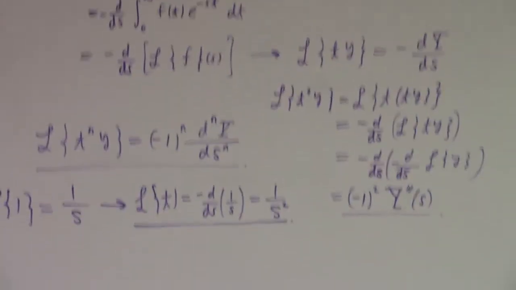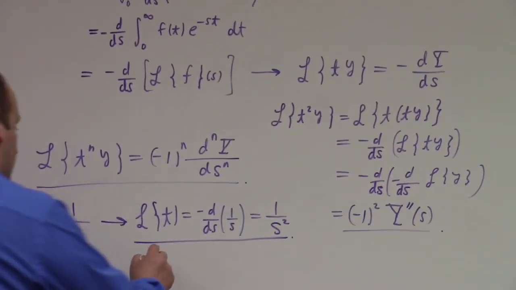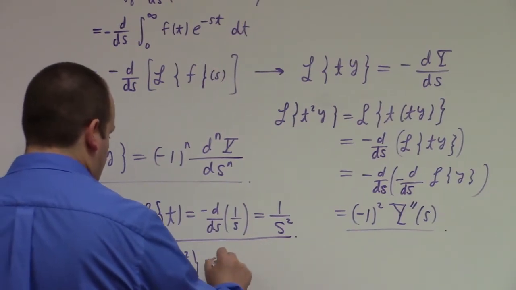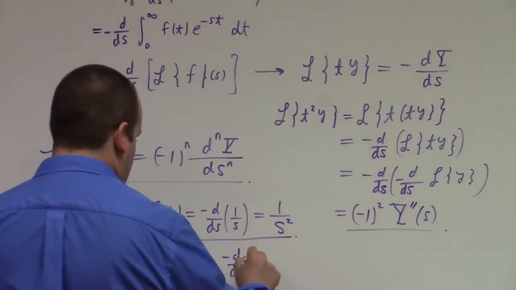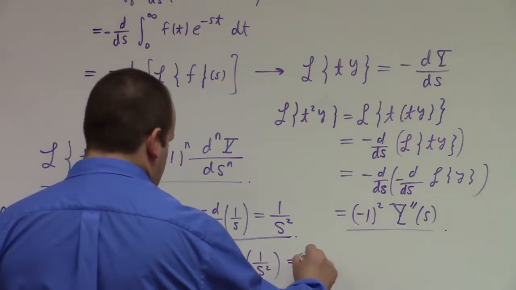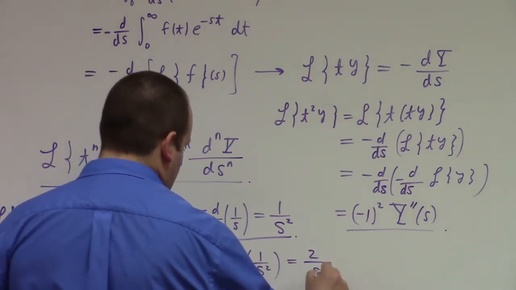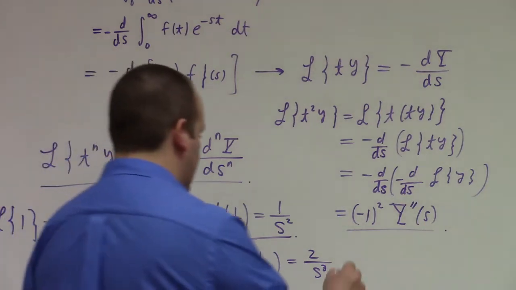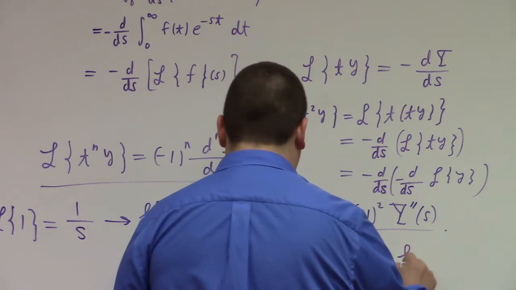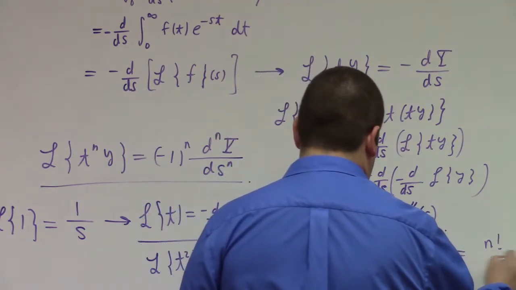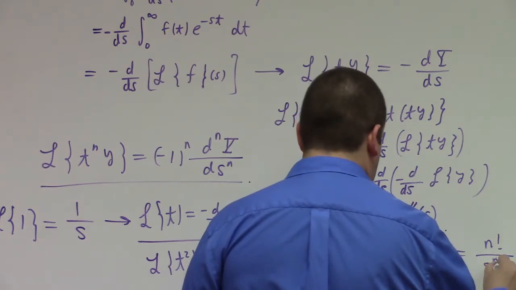Modulo analysis, which we're not going to do. The Laplace transform of t squared is minus d/ds of 1 over s squared, right? Which is 2 over s cubed, et cetera. We get the Laplace transform of t to the n is n factorial over s to the n plus 1.